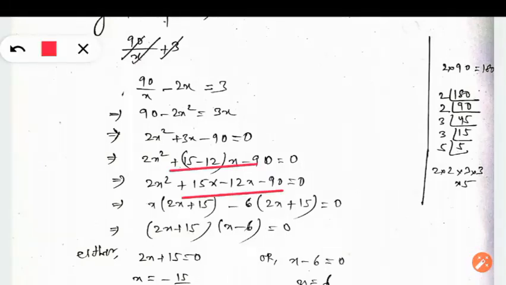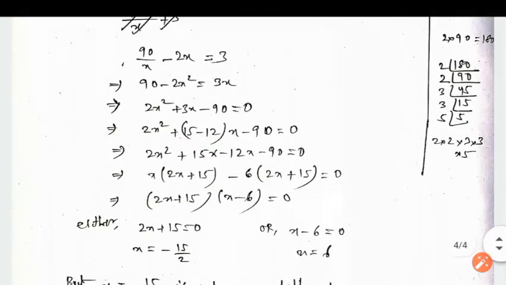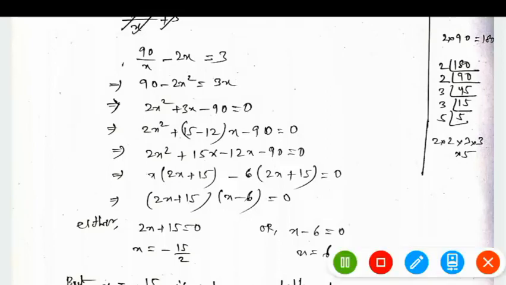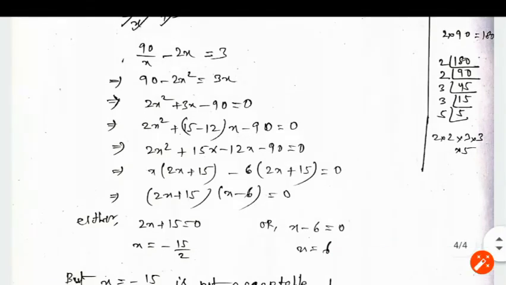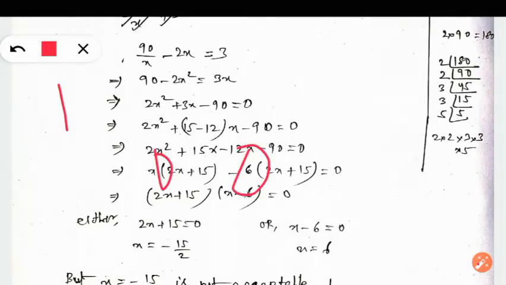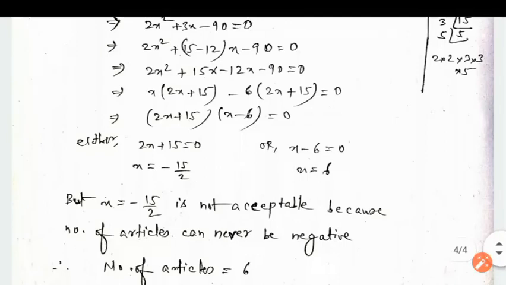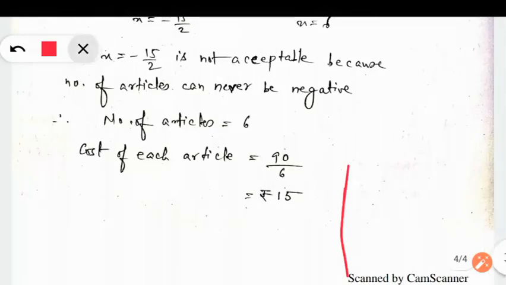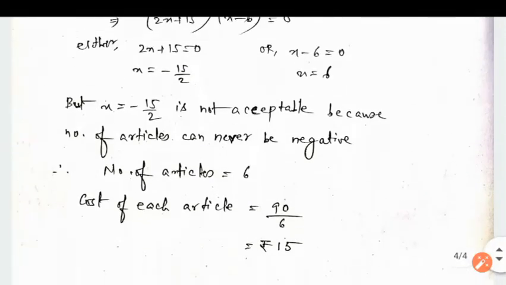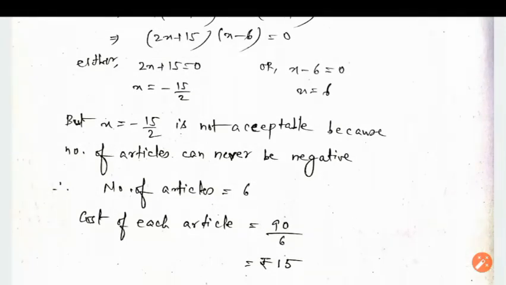Now multiply with x, I got this. Now take x common, I got this. Now you understood, I think. So 2x plus 15 common, what is left? x minus 6. Here x and 6 is left, x minus 6. So again either or. So after doing that, x is minus 15 by 2 and x is equal to 6.